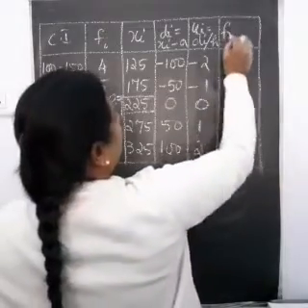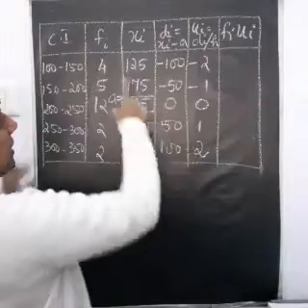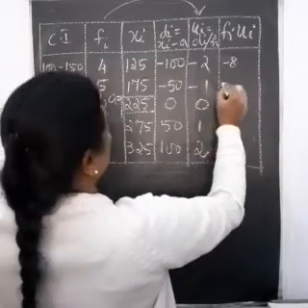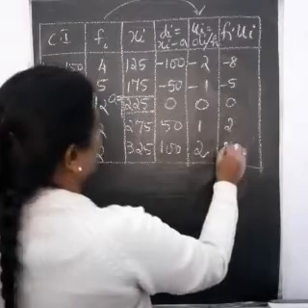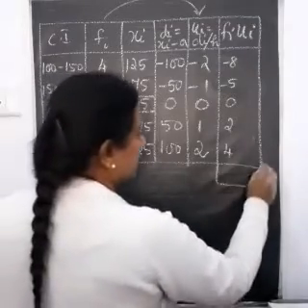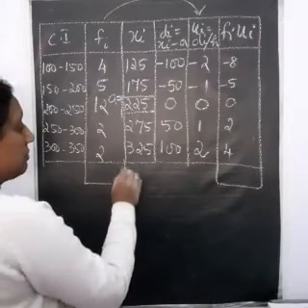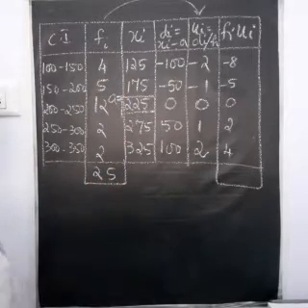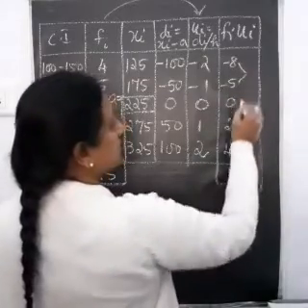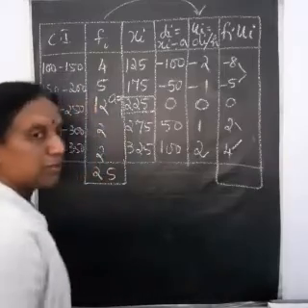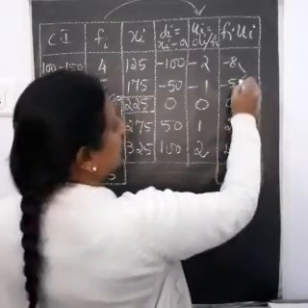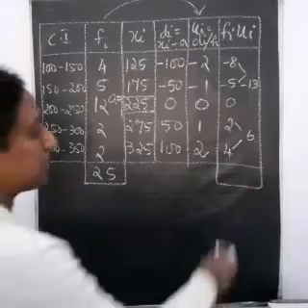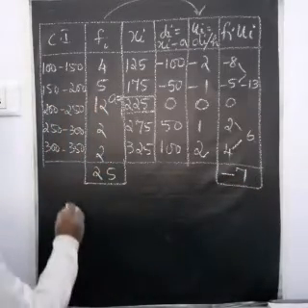So let us find fi ui. Now what is fi ui going to be? This into this column. So 4 into minus 2 will be minus 8. 5 into minus 1 will be minus 5. 0, 2 and 4. Okay, now we have to find the sum of this fi ui column and fi column as usual. So when I add here, 2, 4, 6, 10, 15, 25 I am getting. Now here when I add, I will add the minus terms together and the positive terms together. So 2 plus 4 is 6 and here I am getting minus 13. Minus 8 minus 5 is minus 13. Now when I subtract these two terms, I am getting minus 7.